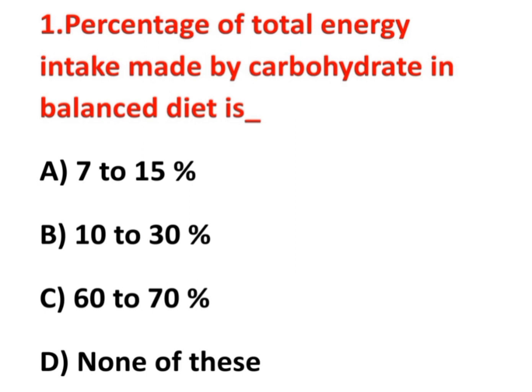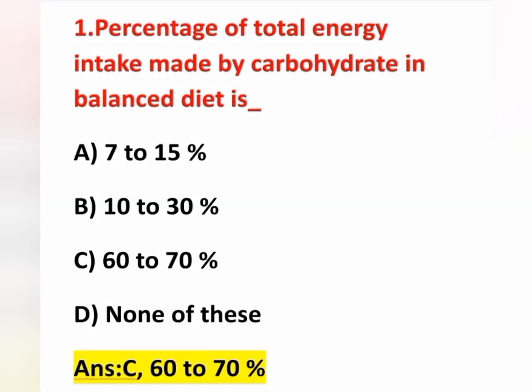This is the question. So here correct answer is option C, 60 to 70 percentage is the correct answer in this question. The percentage of total energy intake made by carbohydrate is 60 to 70 percentage. We will see the energy, that is total energy intake in different food group.